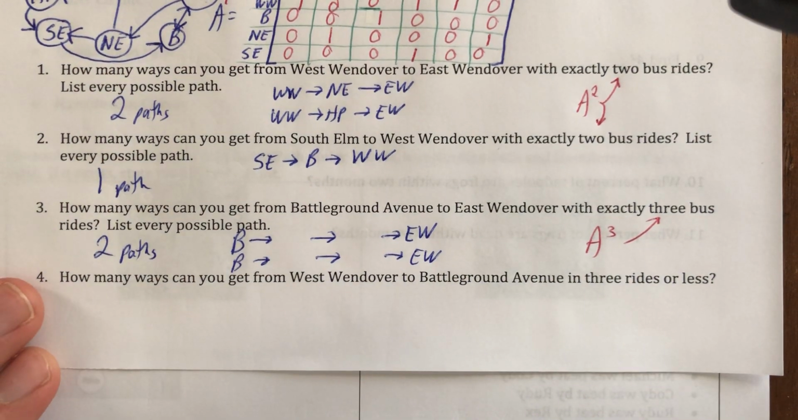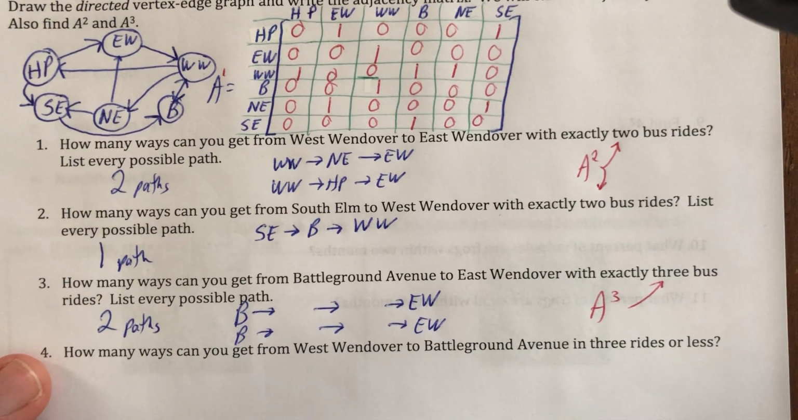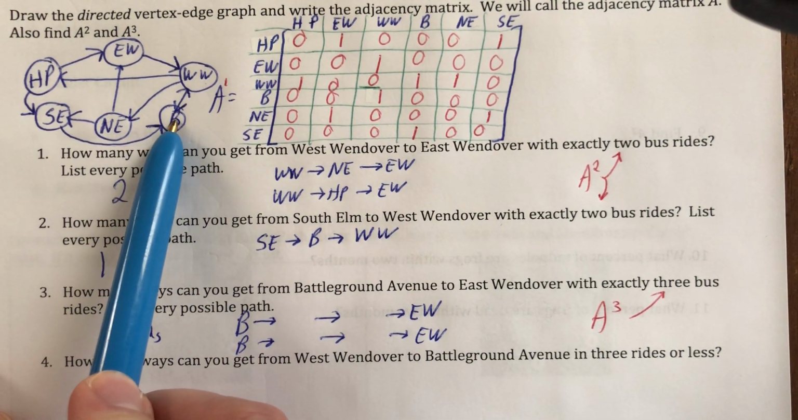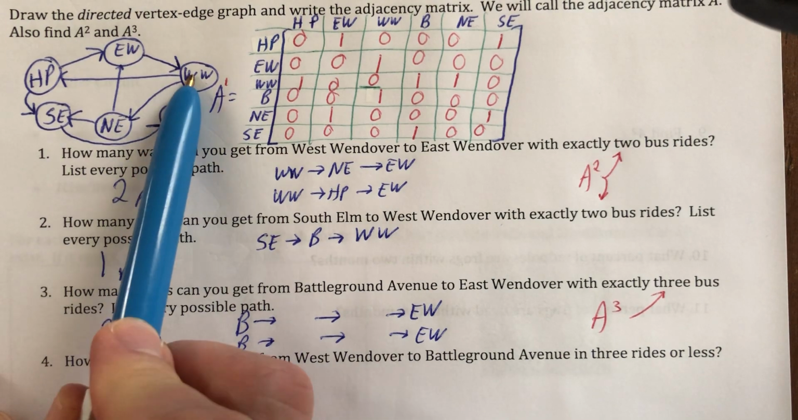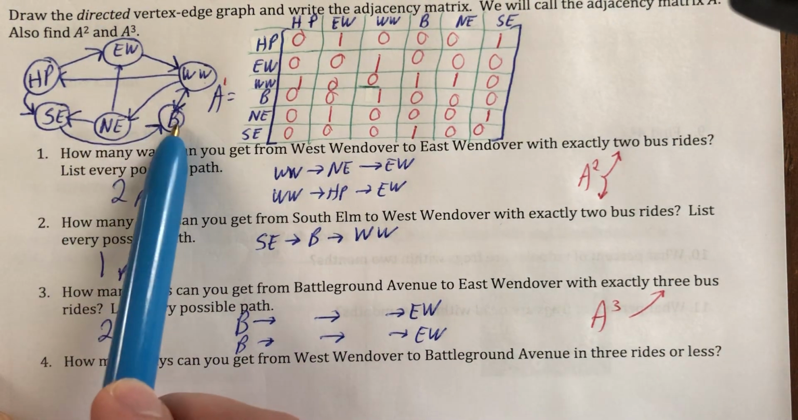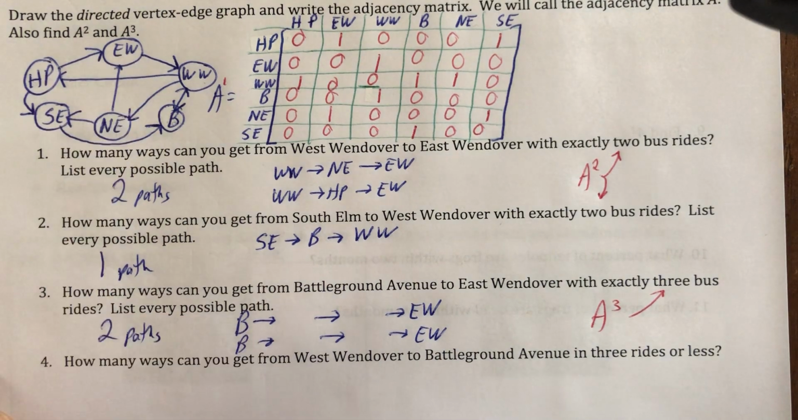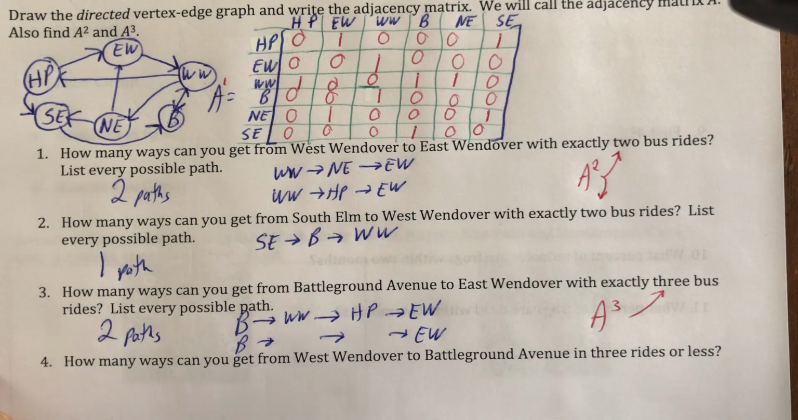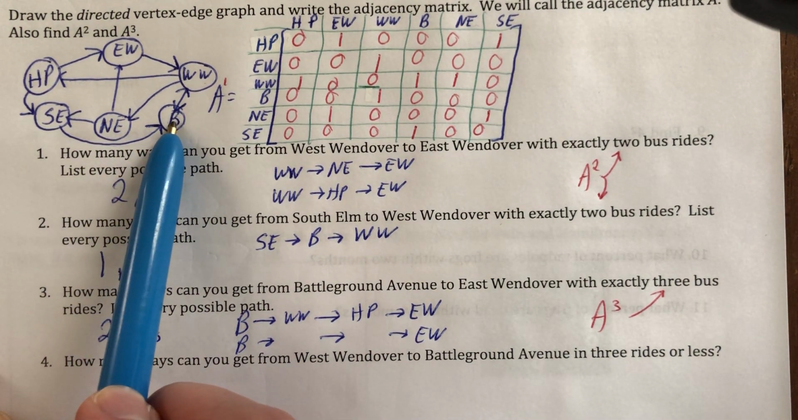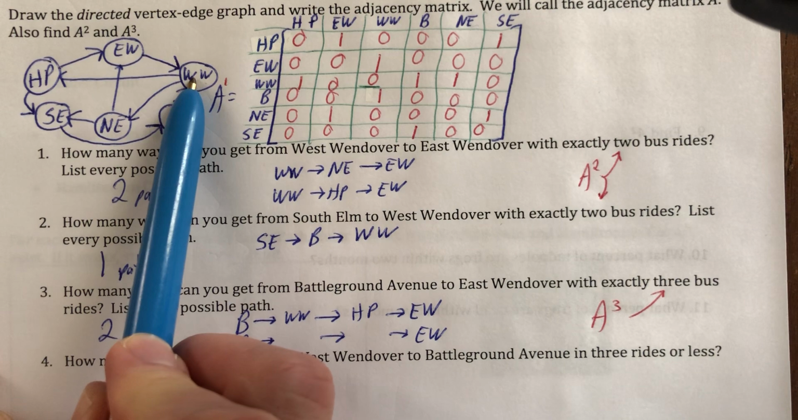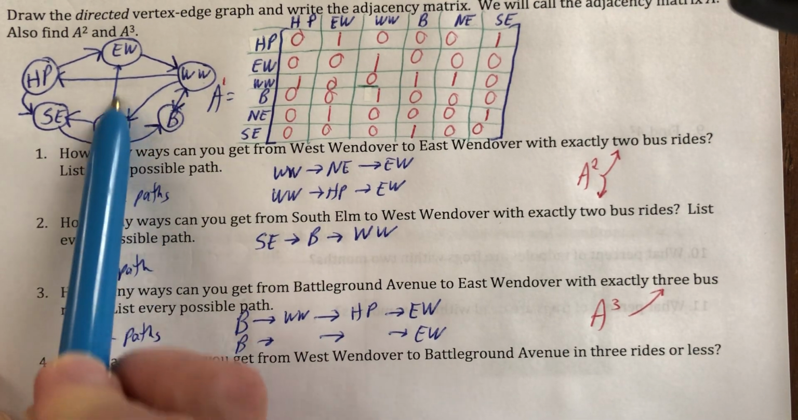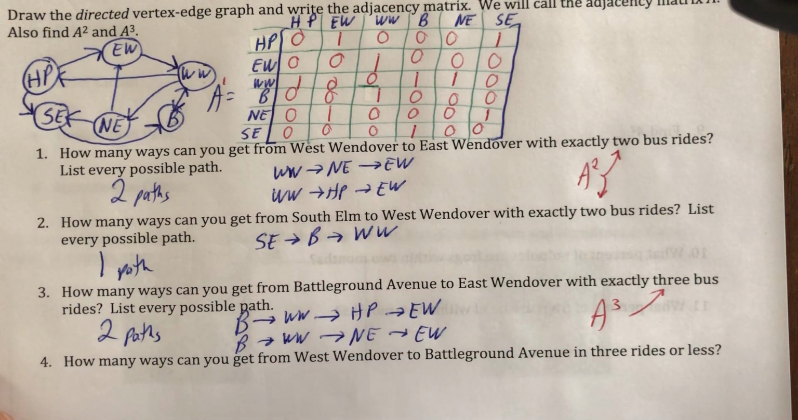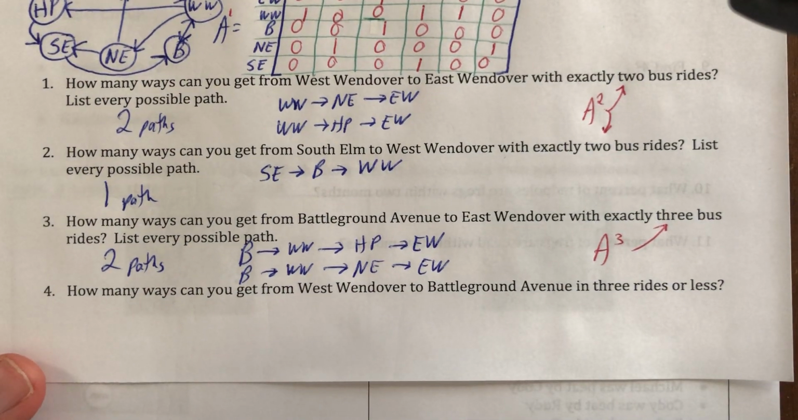Let's look at our vertex edge graph to do it. Again, difficult for me to say. Battleground goes to East Wendover. We're going to ride the bus 3 times. Battleground, East Wendover. 1, 2, 3. There's one of them. Okay. West, High Point Road to East. There's one of them. Let's do another one. From Battleground, I could go West Wendover, North Elm, East Wendover.